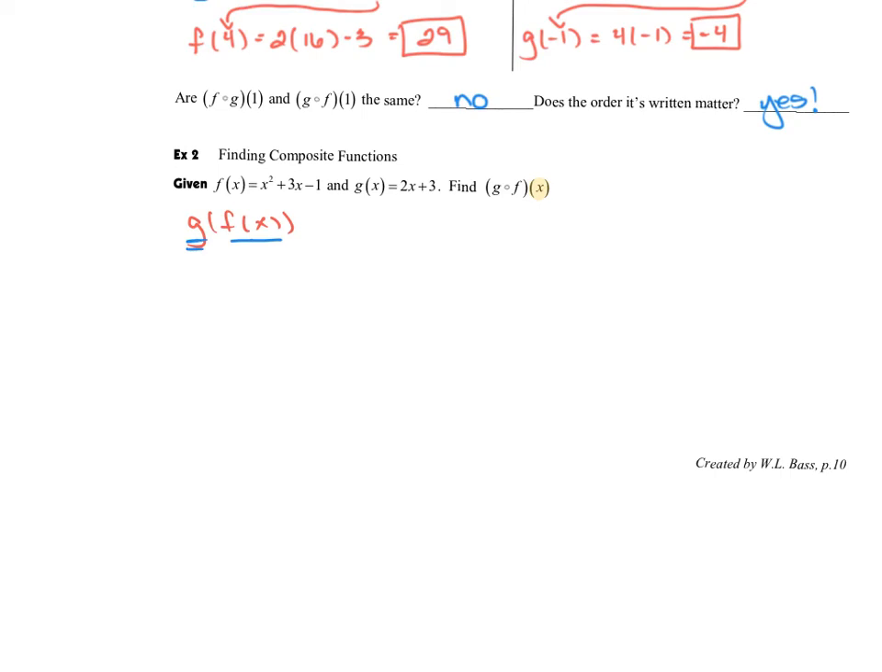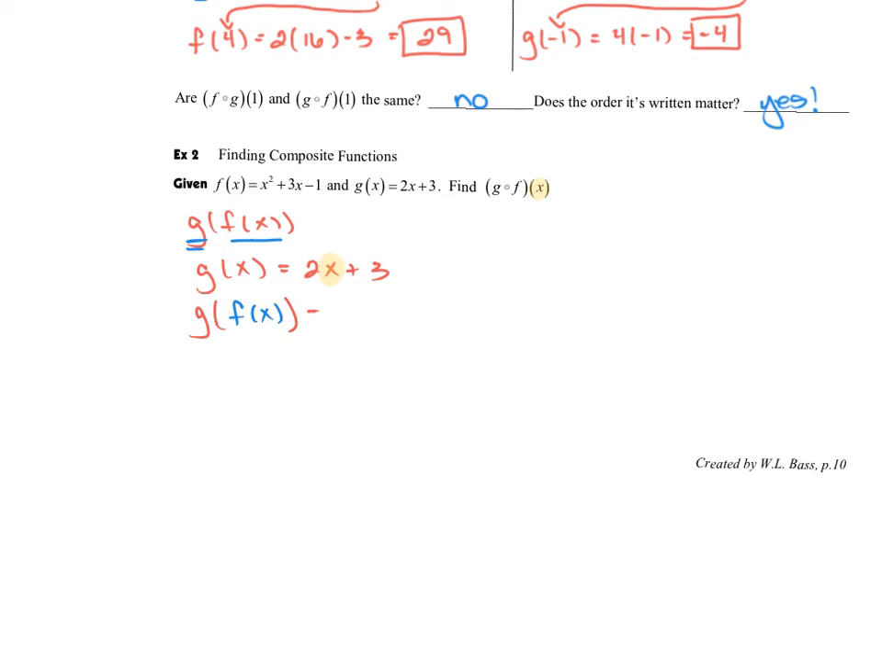So what I like to do is write that outer function. It's sometimes helpful for students to see that outer function written first. So I'm first going to write g of x. And my g of x is my 2x plus 3. And of course, if I asked you to evaluate g of 7, you would replace this x right here with a 7. But instead, I'm asking you to find g of f of x, which means where you see the x, we need to insert the entire f function.